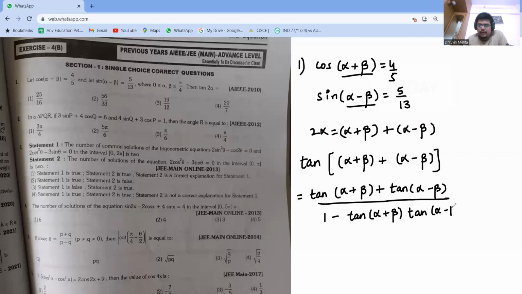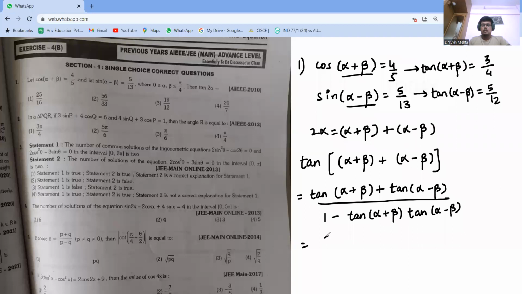Complete this guys. You have to find tan of alpha plus beta and tan of alpha minus beta from here. सर बोला था ना, ट्रायंगल बना के tan alpha plus beta and tan alpha minus beta निकाल ले. तो ये आ जाएगा अपना tan will be 4/5 है ना, this will be 3/4 and this will be 5/12. Complete this guys. Done. So 56/33, option 2. Chalo, we'll take the next one.